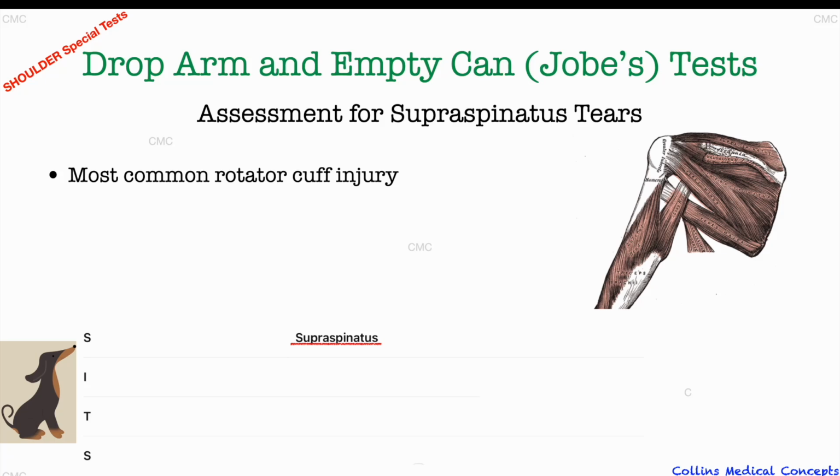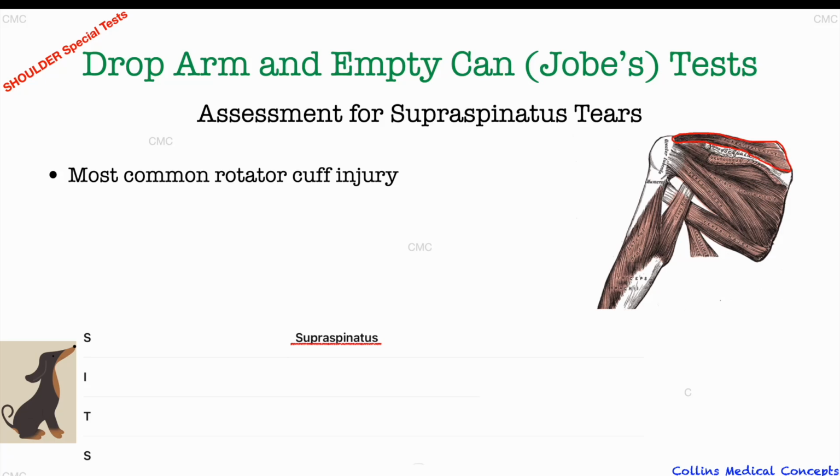This is because of its anatomical position, as the supraspinatus tendon passes through a narrow space called the subacromial space, and also because of its function in abduction of the shoulder, which is the movement that enables overhead activities like throwing or reaching, which puts significant stress on the shoulder joint and on this muscle.